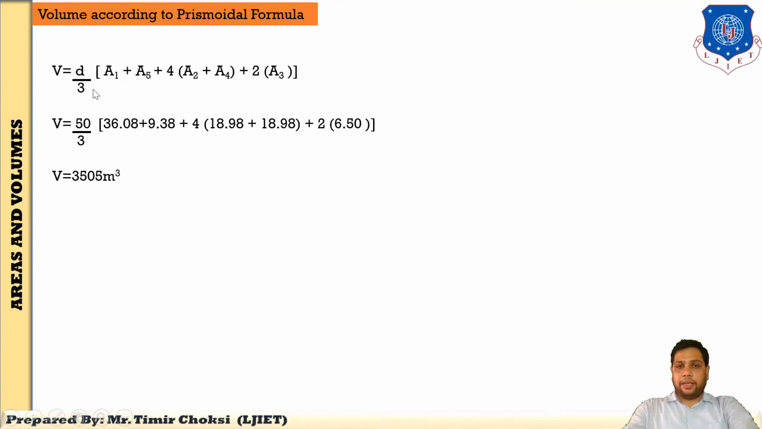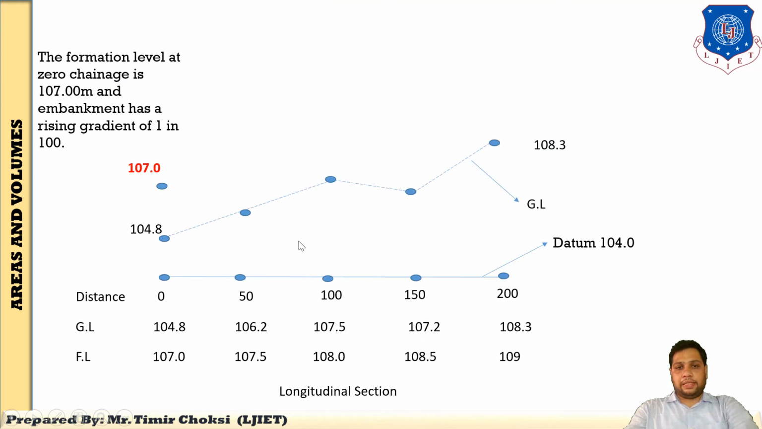So V equal to D by 3, A1 plus A5, meaning first cross section area plus last cross section area, plus 4 in bracket sum of even cross section areas, plus 2 in bracket sum of odd cross section areas. Getting the answer, V equal to 3505 meter cube. So this is our most important example.